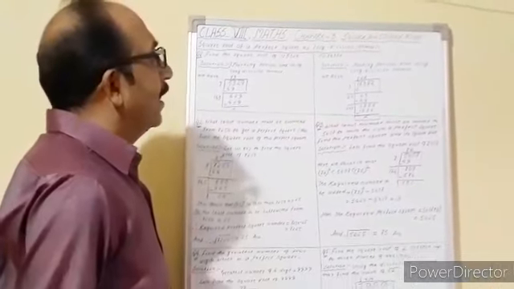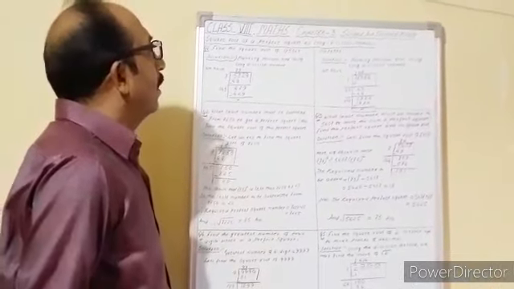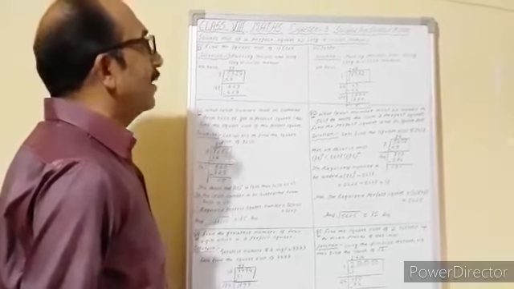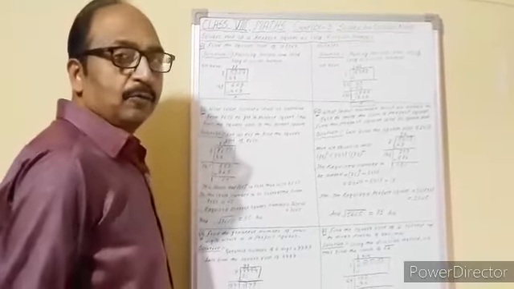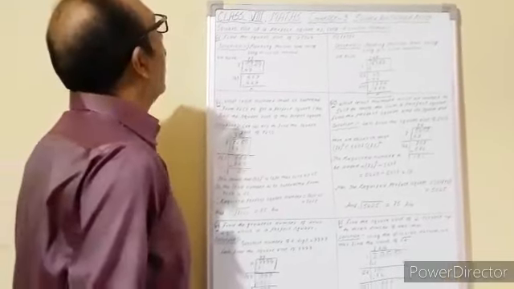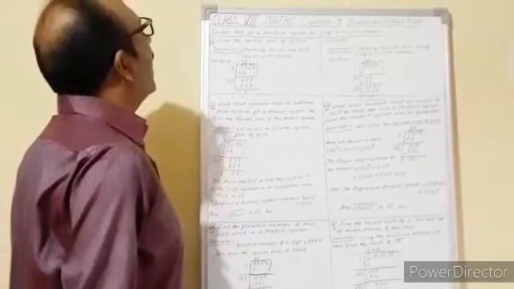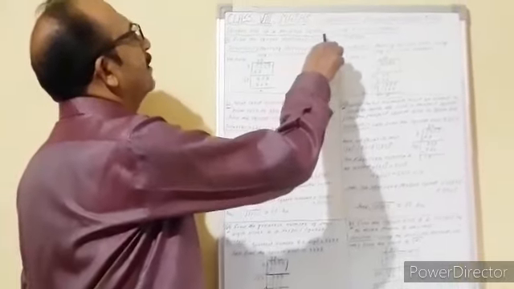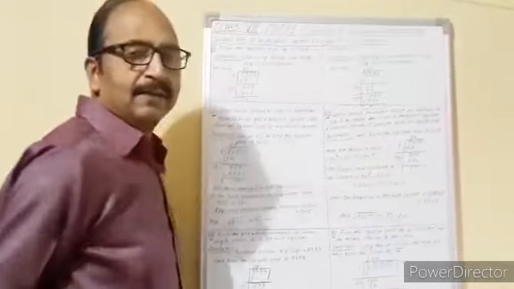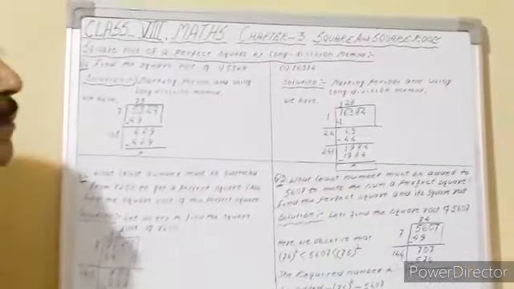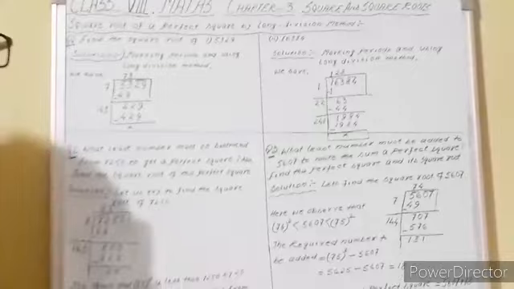Today we are moving on to the squares and square roots of chapter 3, and in it what you are going to do is find the square root of a perfect square by the long division method. We are going to solve the problem by the long division method.